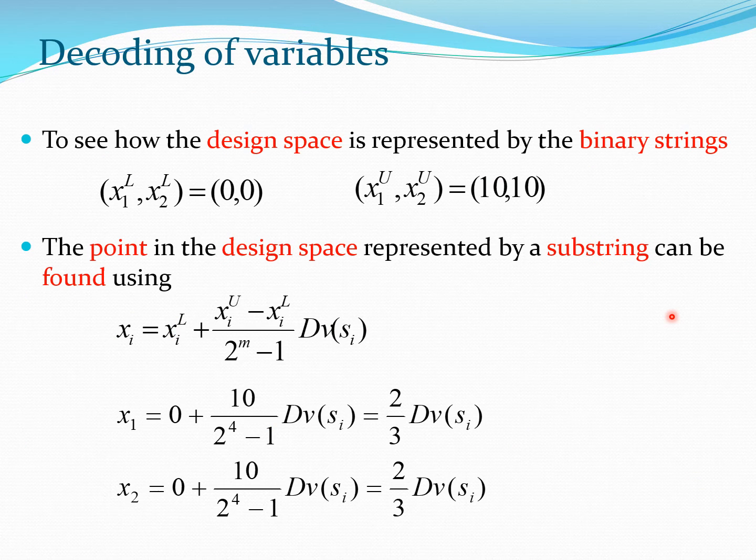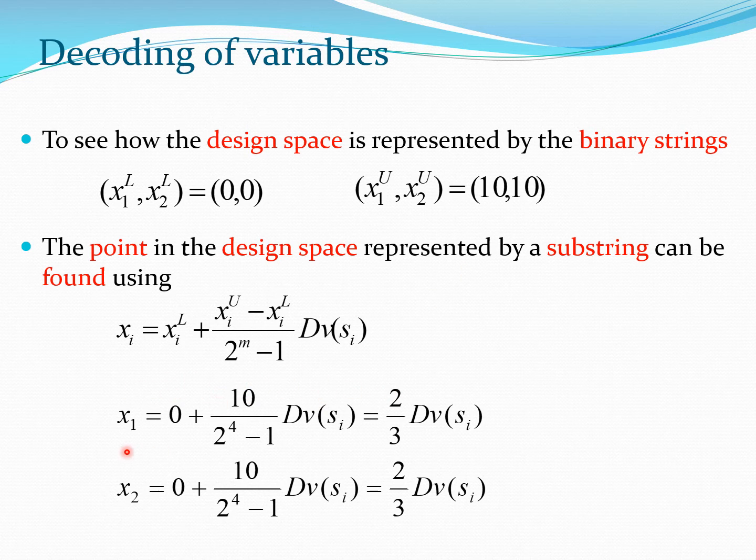So to think in terms of actual numbers, let us consider a design space where the lower bound is 0 and the higher bound is the number 10. And maybe this is some value such as meter or kg to give it some quantified form. Now the point in the design space represented by a substring can be found using this equation here.